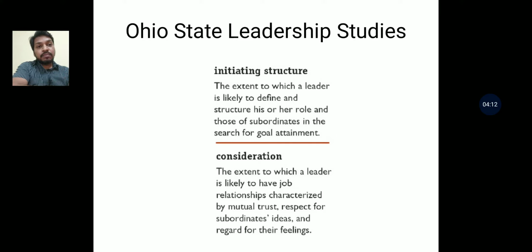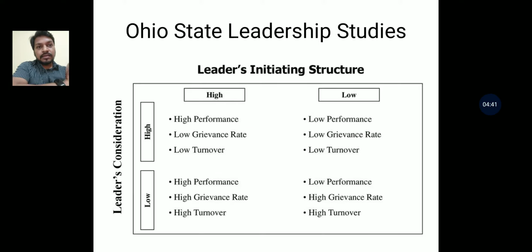The second part was consideration. Many of the leaders had consideration for the employees, and many had consideration for production only. They were not concerned about the good relations they could have with the employees. And because of the good relations they have or do not have with the employees, the production could suffer or could not suffer. So these were the various parameters on which the Ohio State leadership studies based their final conclusions.